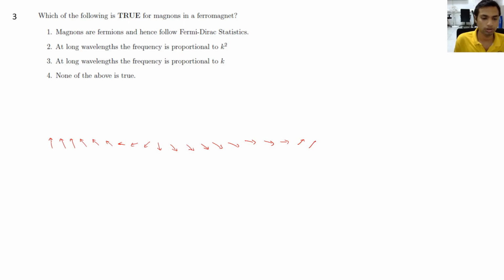It turns out that these magnons are bosons actually, and since they are bosons, they satisfy Bose-Einstein statistics. So the first statement, that magnons are fermions and hence follow Fermi-Dirac statistics, is false.